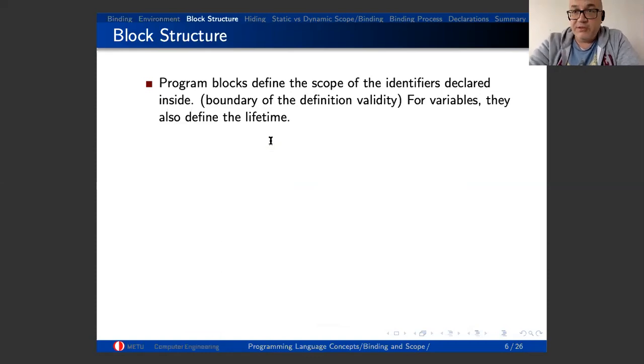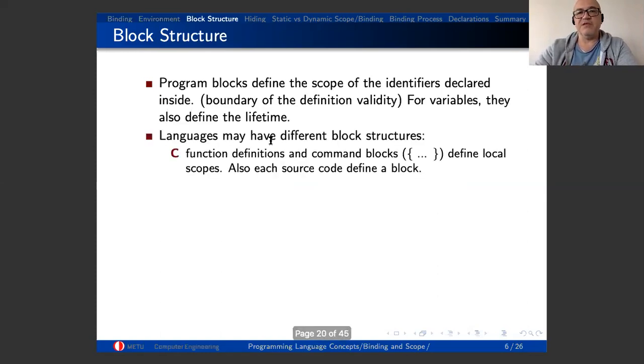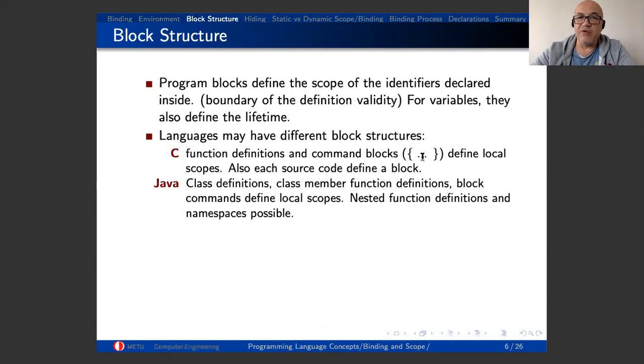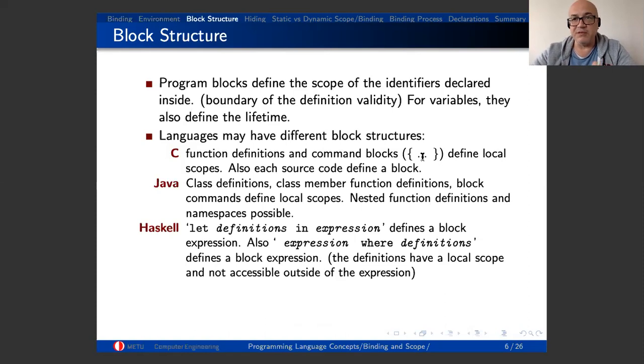Another design choice is the block structure. It tells you where you can define the environment, define the declarations or new identifiers and their scope. We basically have different block structures. For example, C has functions and comment blocks. That means curly braces anywhere in your code define a local scope. In Java, we have all class definitions, class member function declarations, block comments, and our local scope. And we have nested function definitions and class definitions and namespaces, so we will have as many levels of nesting possible in the scope of identifiers. In Haskell, it is again nested scope language. That means we have as many let in blocks as you like, nested each other, so you will have all different local scopes.